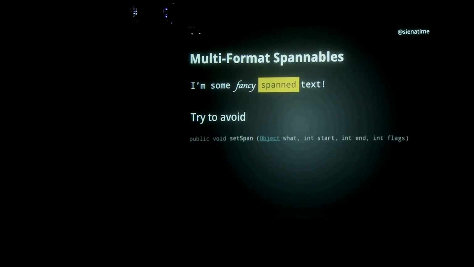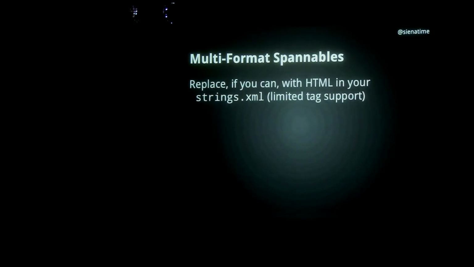And here's why. They've got this int start and int end as part of their API. So what that means, if you want to do something like the above example, where you've got a differently formatted chunk of your text right in the middle, you're going to have to know the exact index where that happens. And what happens when you translate this text? You're maybe not going to know where that is anymore. So you can certainly find it some other way. But what I recommend instead is you just replace it with HTML in your strings files.